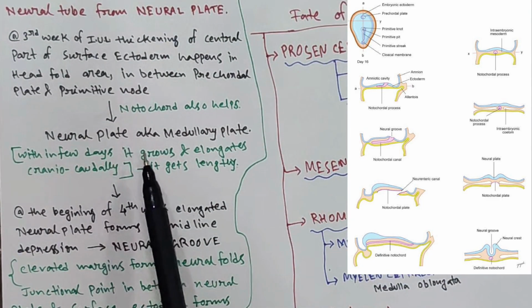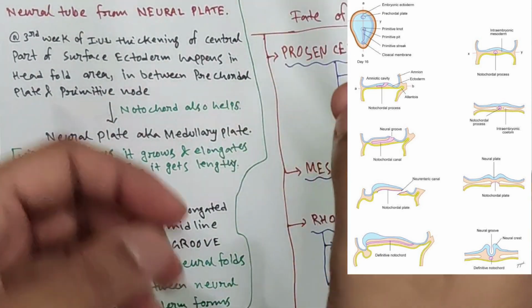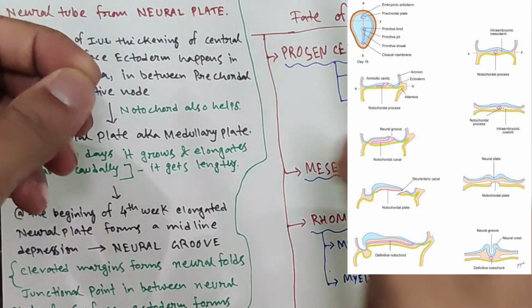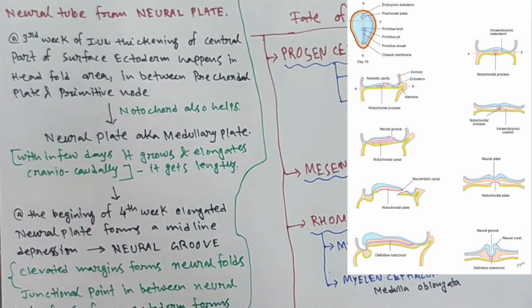Now, within a few days, this neural plate grows and elongates craniocaudally. Suppose this is the cranium and this is the caudal. Okay, so craniocaudally, from upward to downward. Now, it gets lengthy. Okay.